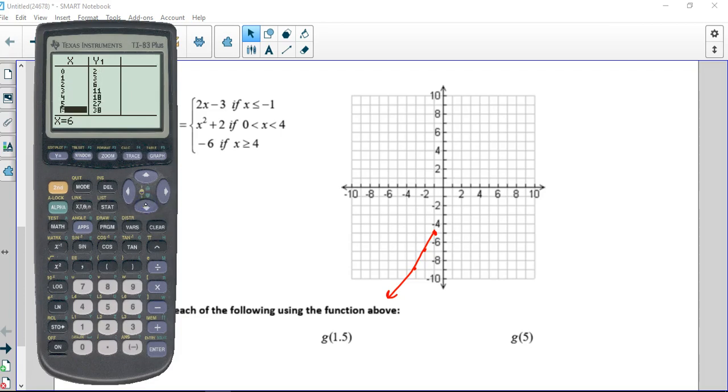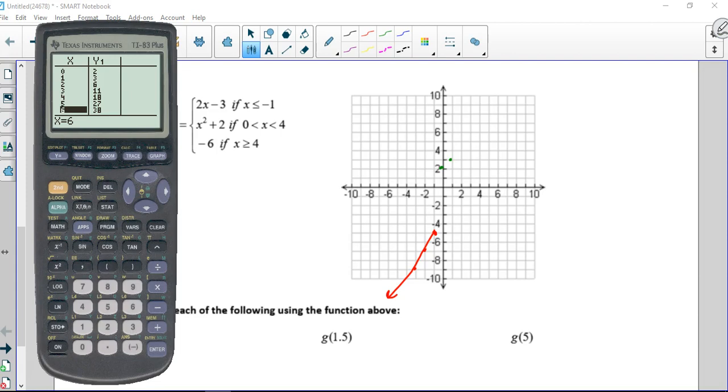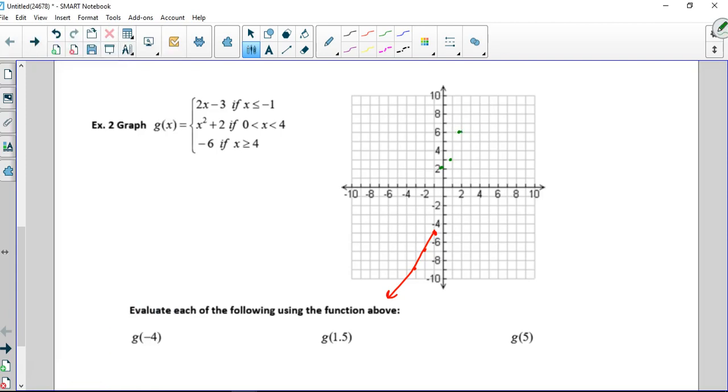And it's 0, 2, 1, 3, 2, 6. 3, 11, 4, 18. Let's put a mark up here. 18. Now, that means I only want that part of the parabola.